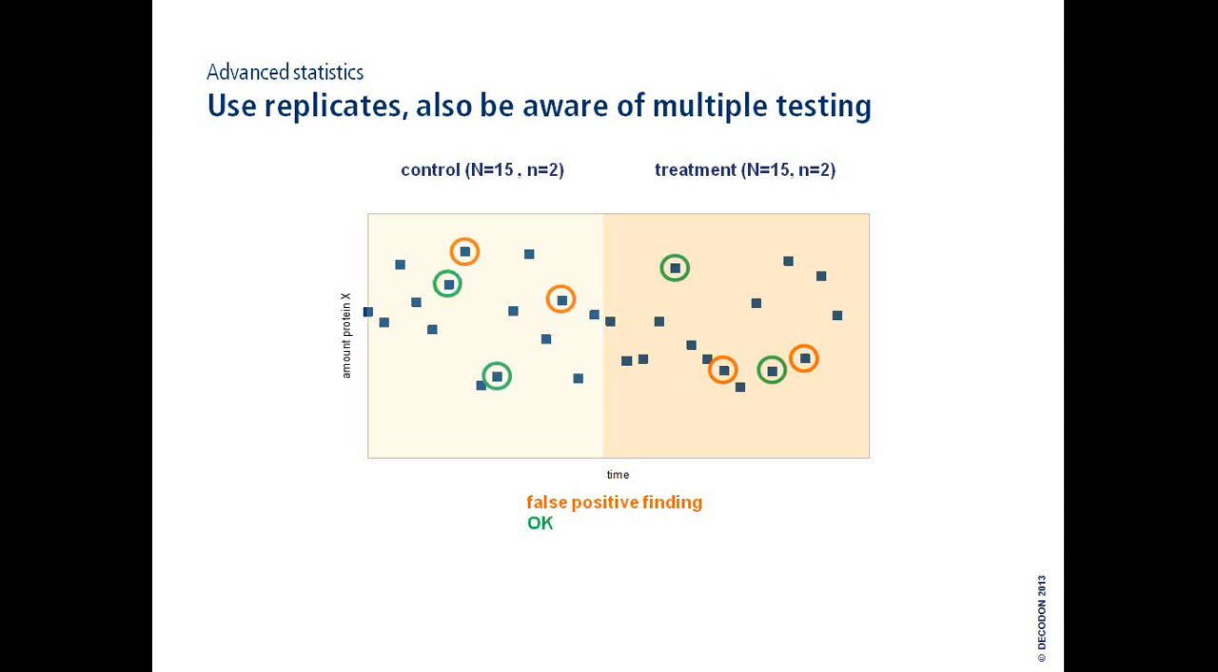On the other hand, if we just by random take the green ones, then we would have a good interpretation of the data, but it's just random which of the two we get, and that means the more replicates, the more stable your conclusion, the better your conclusions will be. In this example here, the mean is completely identical between the two groups.